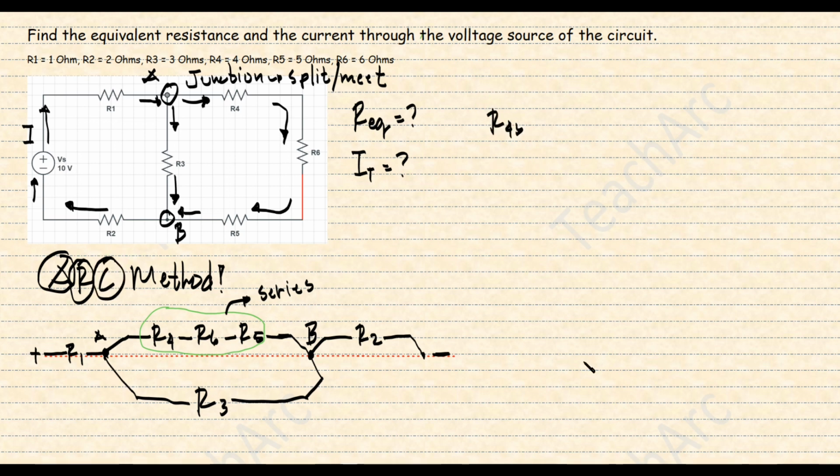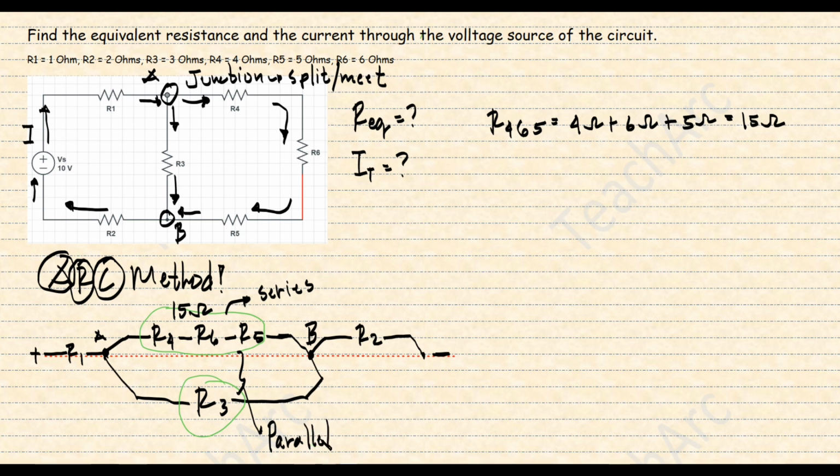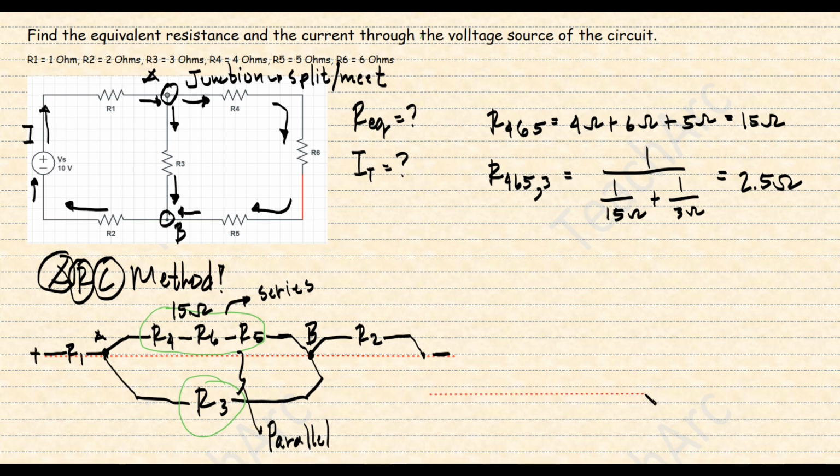R4, 6, and 5 is equal to 15 ohms because they are connected in series. From the illustration also, we can clearly see that R4, 6, and 5 is connected in parallel with R3. So simplifying that will give us a total of 2.5 ohms for R4, 6, 5, and R3 since they are connected in parallel. You don't need to redraw again, especially if you have a good imagination, but I will just draw it so I can explain this properly.